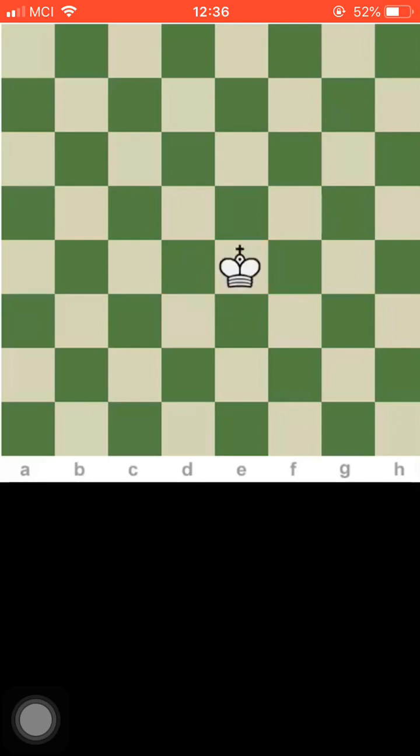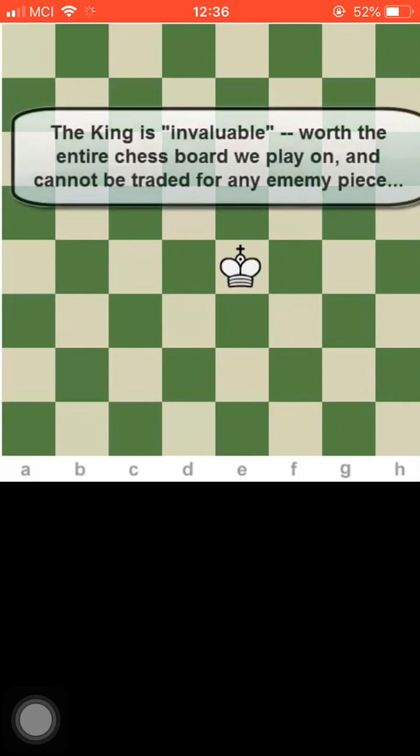The king, though limited in his mobility, is the most valuable piece because he does not even have a value. It can be said that the king is worth infinity, the king is worth the entire chessboard.